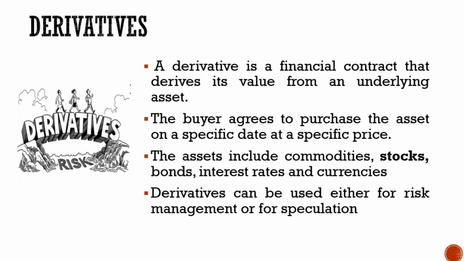Now, the derivatives is basically used either for risk management, which is also termed as hedging, where you're trying to lower your risk, or for speculation. Now, speculation is another term used for betting. You are assuming that in future the price may increase or decrease. So based on your assumption, you are trying to speculate the market, and based on that, you can buy a particular asset at a specific date and at a specific price. So this is known as derivative.